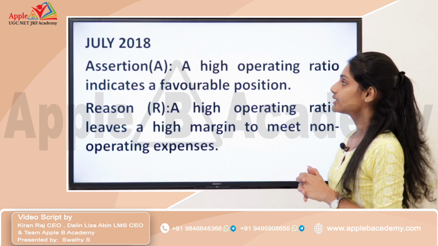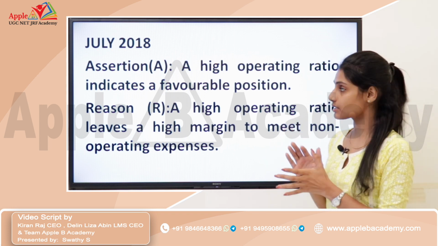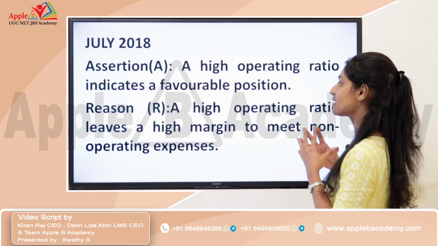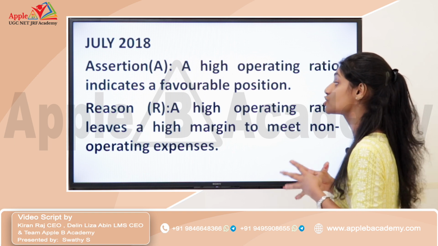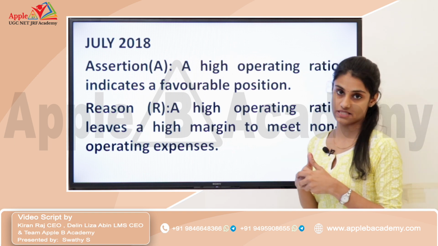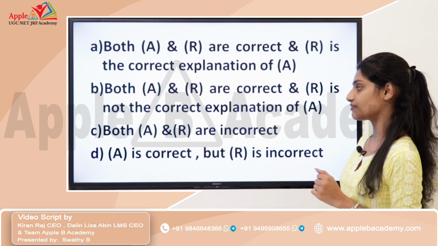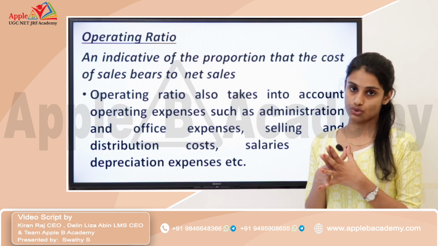Now another question from July 2018. This is also an assertion reasoning question, and the assertion is: a high operating ratio indicates a favorable position. The reason is given as: a high operating ratio leaves a high margin to meet non-operating expenses. You have the different options connected with this, so you should know what this operating ratio is all about.